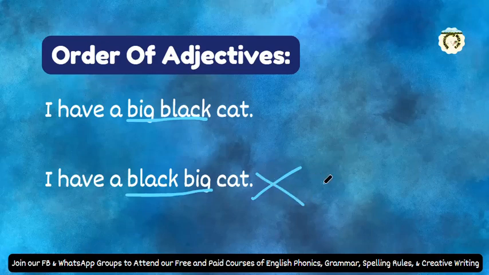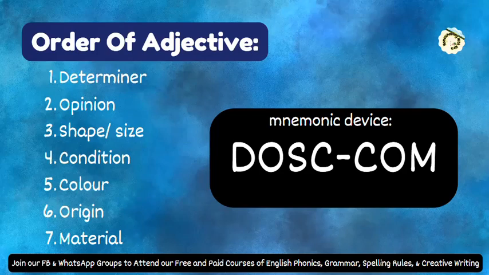Why? The meaning of both sentences is the same, isn't it? But this one sounds weird just because the order of adjectives has not been followed. If you are writing a sentence and you are not following the order of adjectives, your sentence will sound weird, right? Now, how would we know what the order of adjectives is? For that, I can help you with something.